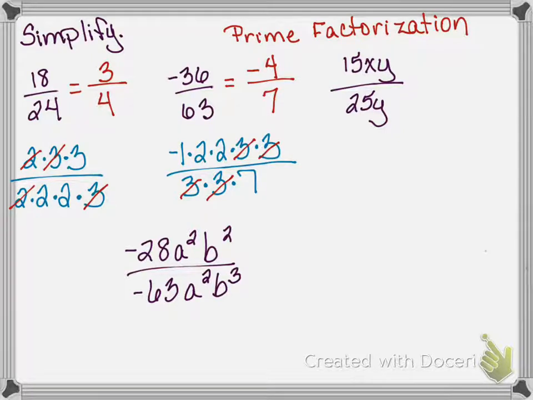15 times x times y. Now we're going to move into variables. So we've gone from simplifying fractions to now we are simplifying rationals. We're going to do it the same way. I want you to write it all the way out. You may not need to do 15.